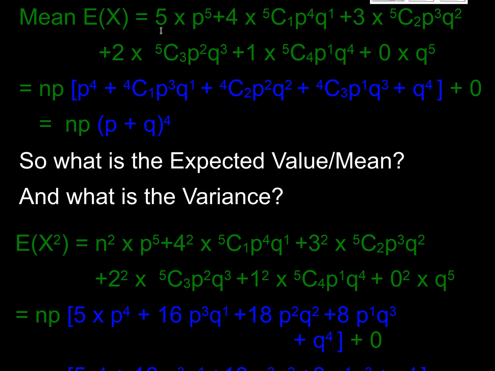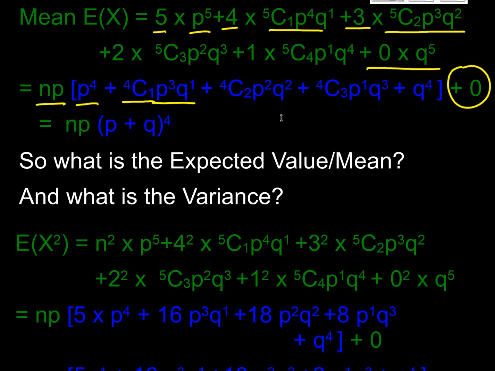So the expected value is 5 sixes, and that's the probability, 4 sixes, and that's the probability, 3 sixes, and that's the probability. Here again, that last term is 0. So our np comes out as the factor at the front. Here's our p to the 4, there's our 4 choose 1, p cubed q to the 1, right through to our q to the 4. So there's our perfect binomial expansion, p plus q to the power 4, which is going to be 1. That just leaves us our np, doesn't it? So there we are. The mean is going to be np.